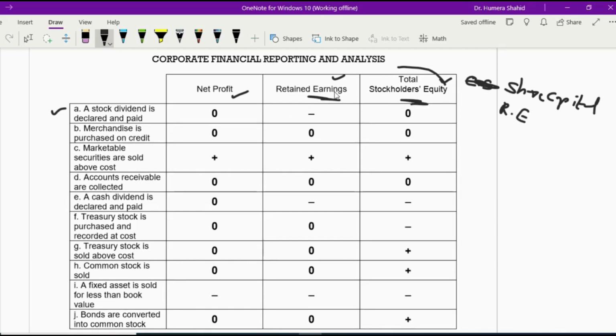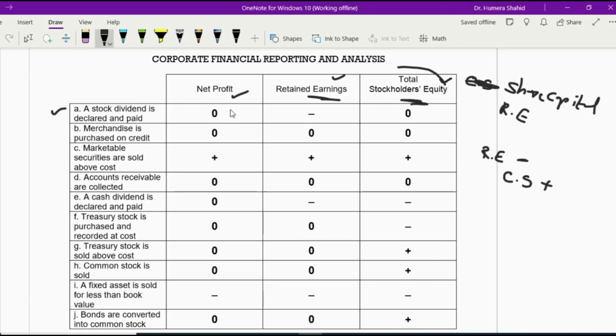Okay, so let's start from the first transaction. A stock dividend is declared and paid. Now we all know that a stock dividend comes with the issuance of new shares, right? So when the new shares are issued, what happens? Retained earnings gets debit, they decrease, because we pay the dividends out of the retained earnings. At the same time, common stock will get credit because we will issue the new shares, so common stock will increase. So let's see the journal entries effect.